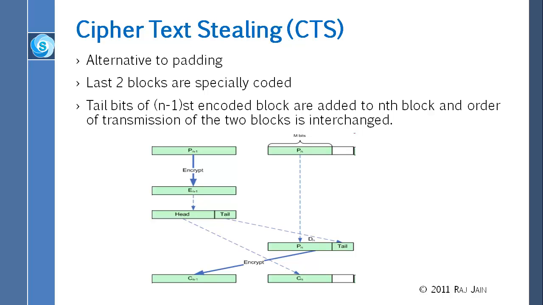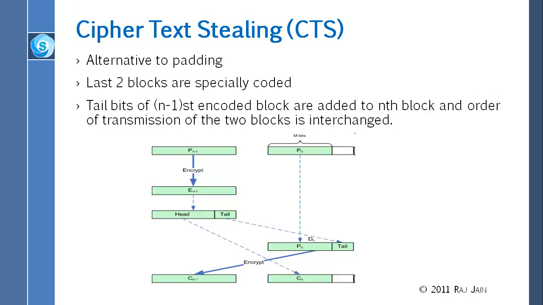So let's see what happens. The receiver gets this block here, and they know that we are using Ciphertext Stealing, so they decrypt this block, and they get the tail part of the n minus first block, and they get the last block. Then they get this part, they add that to the tail to get this whole thing, then they decrypt it to get the n minus first block.